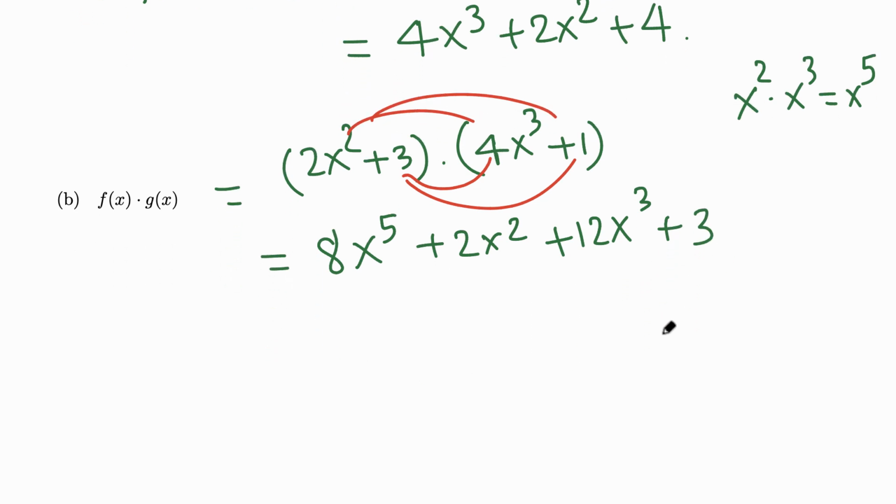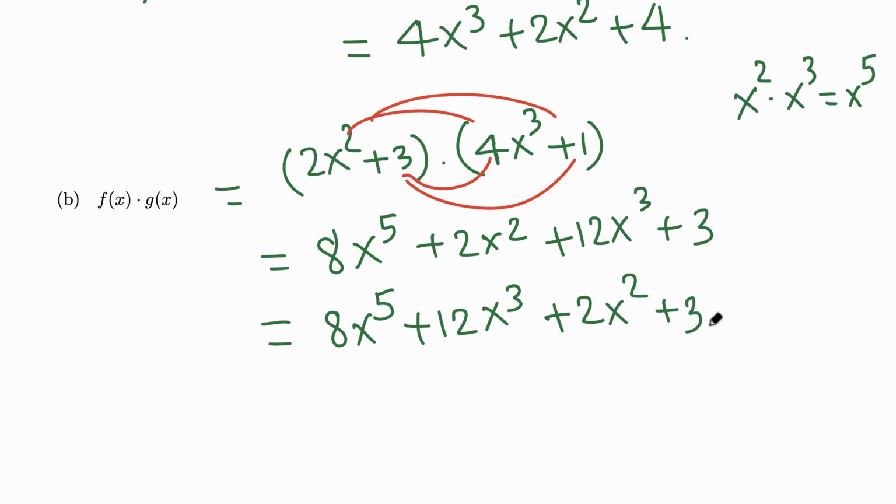Now we combine the like terms. There are none, unfortunately, but let me put it in correct form. So highest exponent first: 8x to the fifth, then 12x cubed, then 2x squared, then 3. That's the product of these two functions.